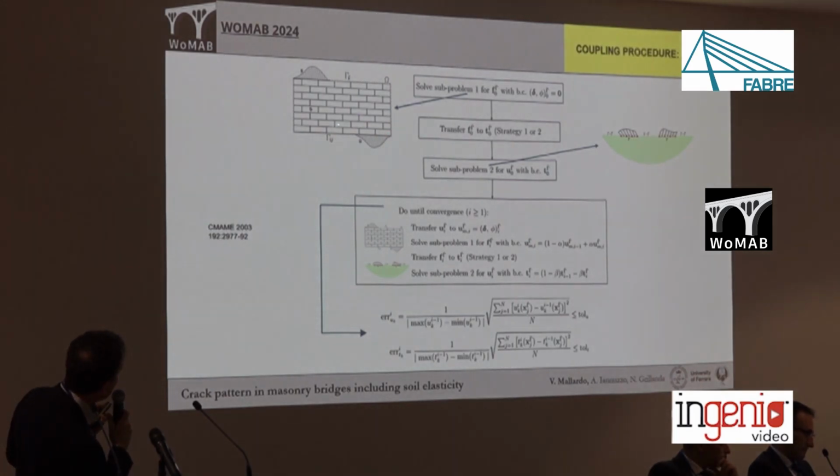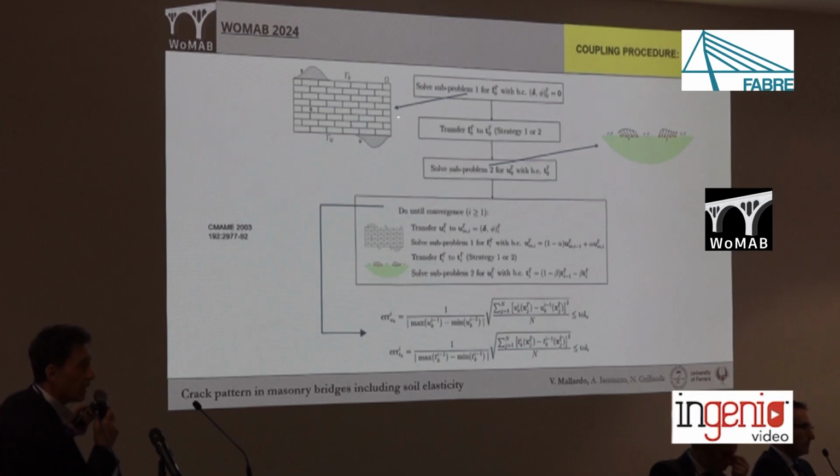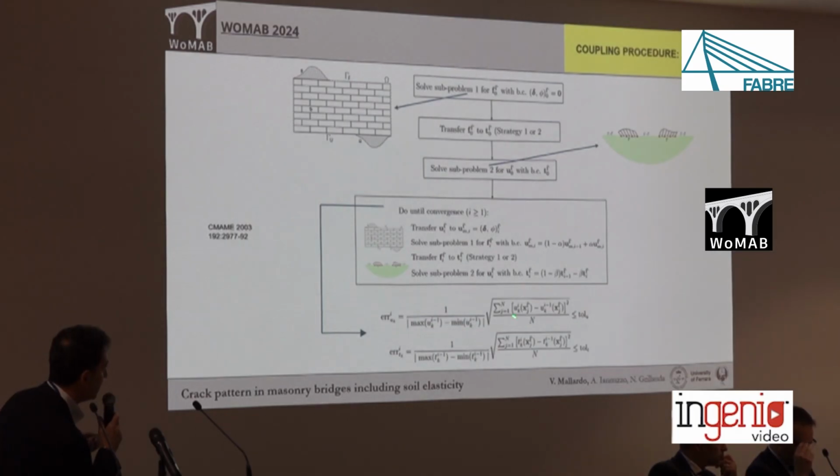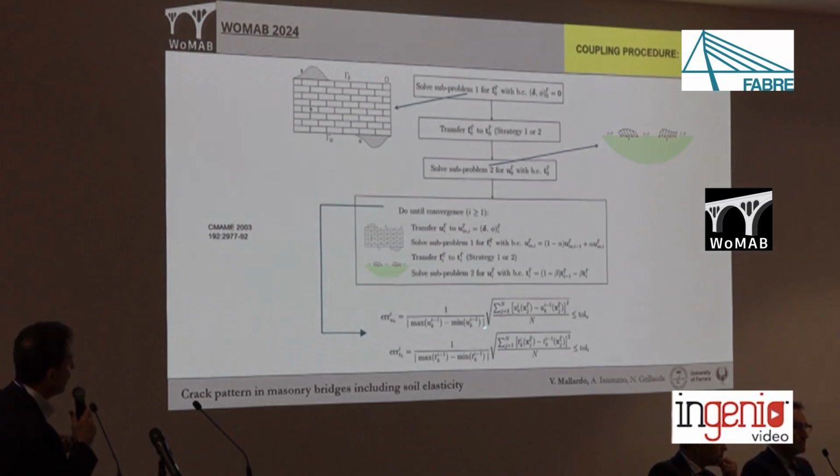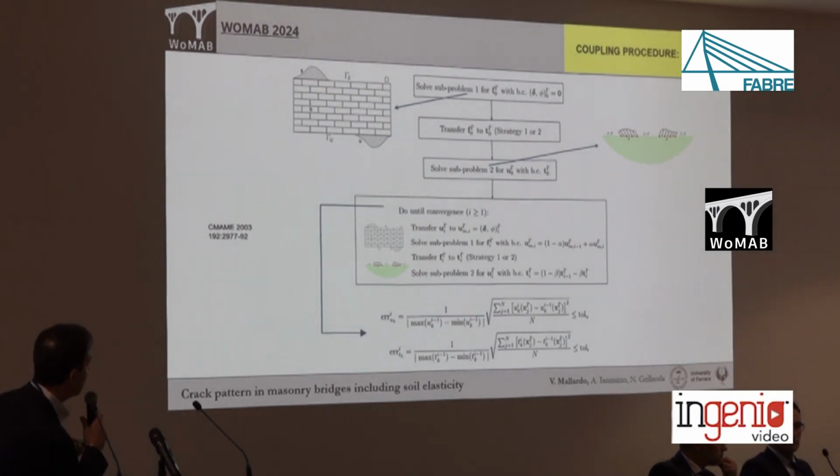We evaluate the forces here, then these forces become traction on submodel 2. We get the displacement on the same gamma over bar, and we get back to the masonry to recalculate the forces. This iteration continues until the errors in terms of displacement and traction between two successive iterations go below a certain tolerance.